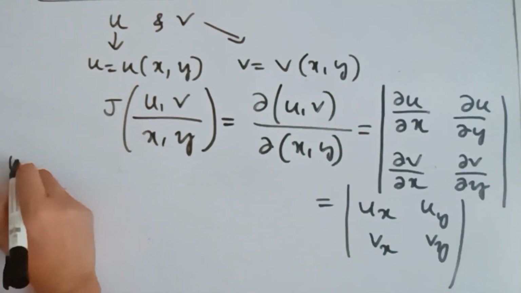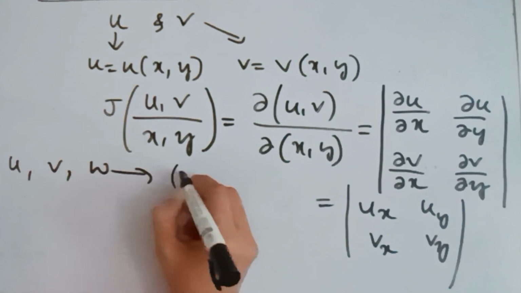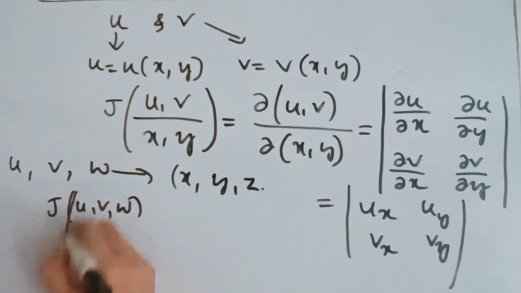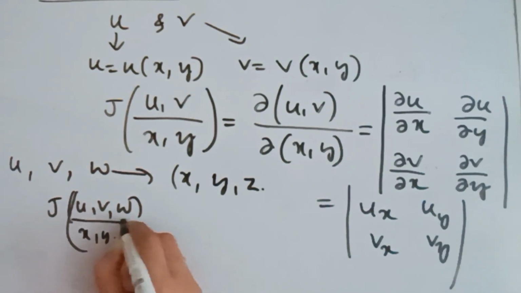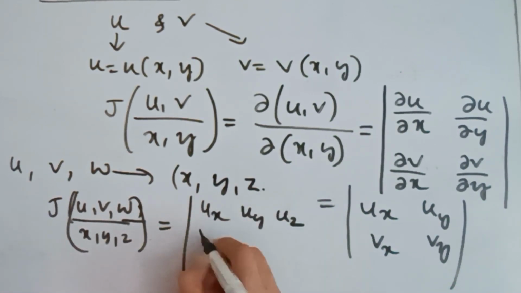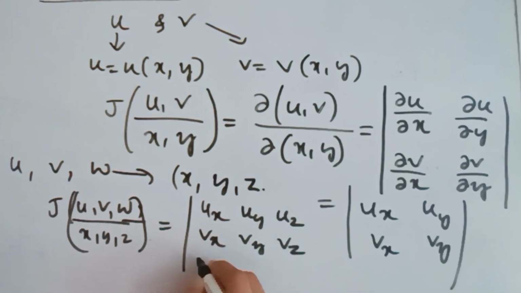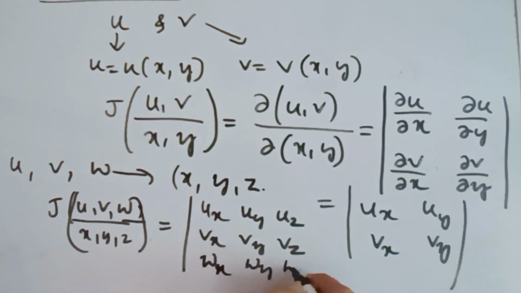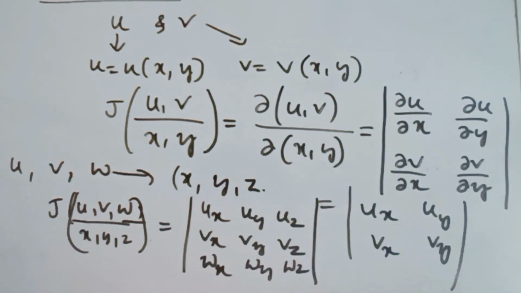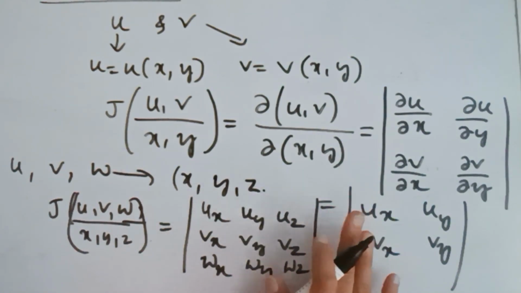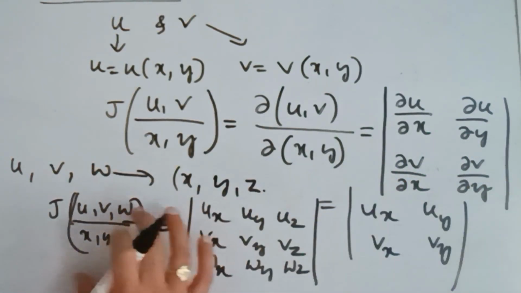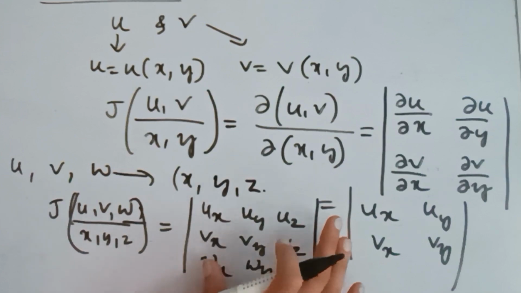Suppose you have three functions u, v, w of three variables x, y, z. Then the Jacobian of u, v, w with respect to x, y, z is defined as the determinant of ux, uy, uz, vx, vy, vz and wx, wy, wz. That is, partial derivatives with respect to x, y, z respectively. This is the definition of the Jacobian of any given functions. When two functions are given, it is a 2 by 2 determinant. When three functions are given, it is a 3 by 3 determinant.